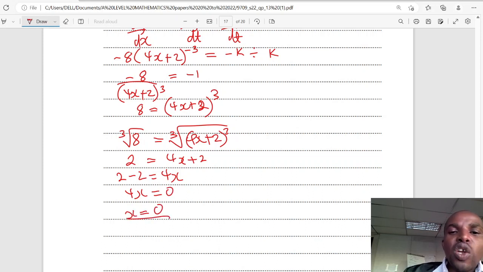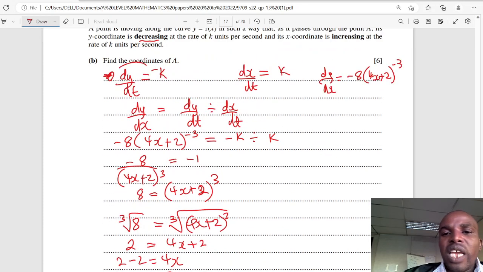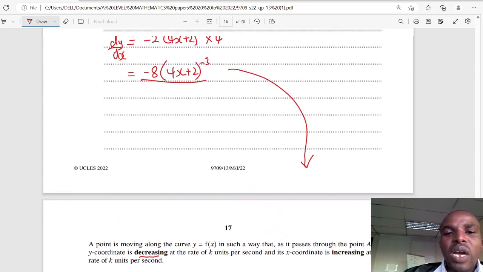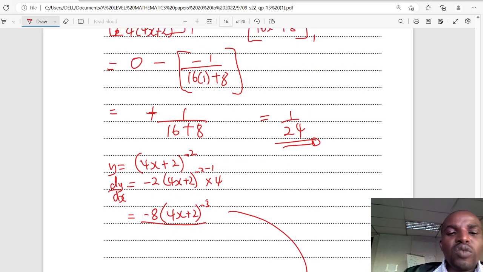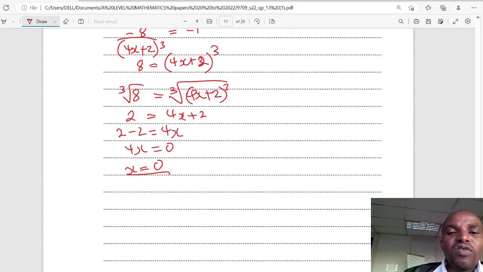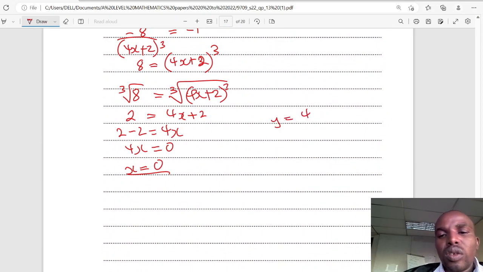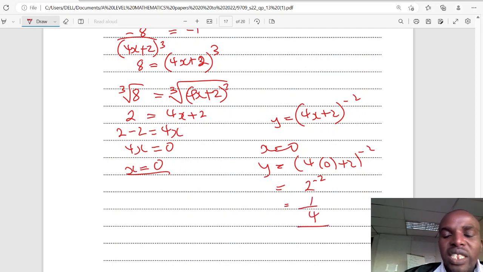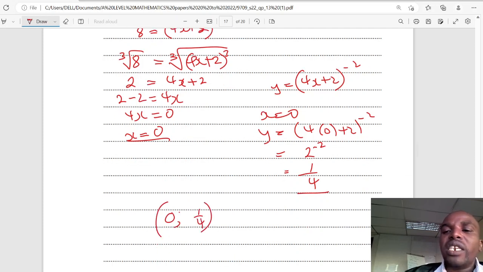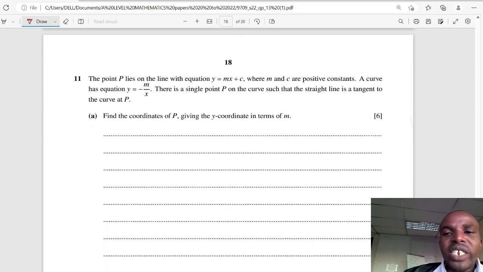What about your y? You can find it from the original equation: y is equal to (4x plus 2) to the power minus 2. When x is equal to 0, y is equal to (4 times 0 plus 2) to the power minus 2, which is 2 to the power minus 2, equal to 1 over 4. So the coordinates are x equals 0 and y equals 1/4. Done.